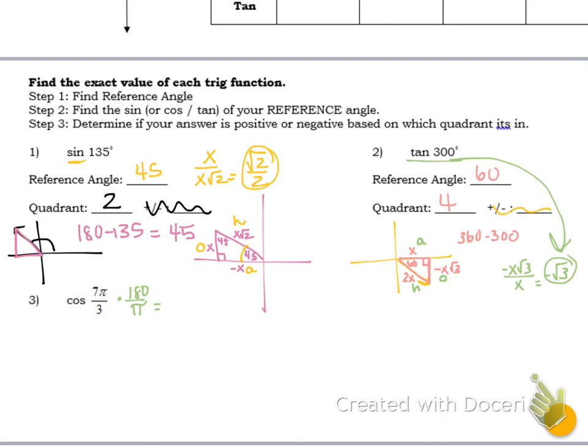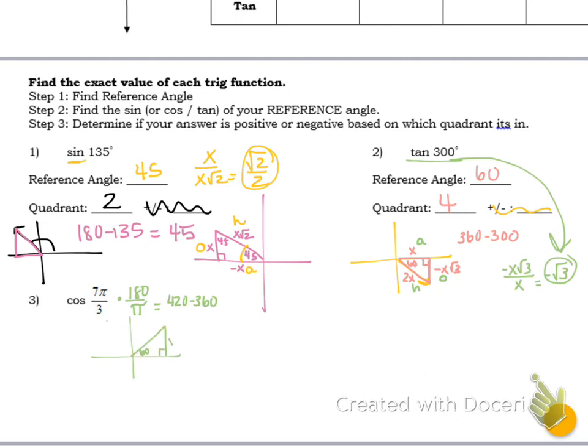Which is 420. Take away that one rotation, that 360, and it's going to be 60 degrees. So it's going to sit in quadrant 1. It's going to be that reference angle, or that 60 for me. I'm going to redo this.